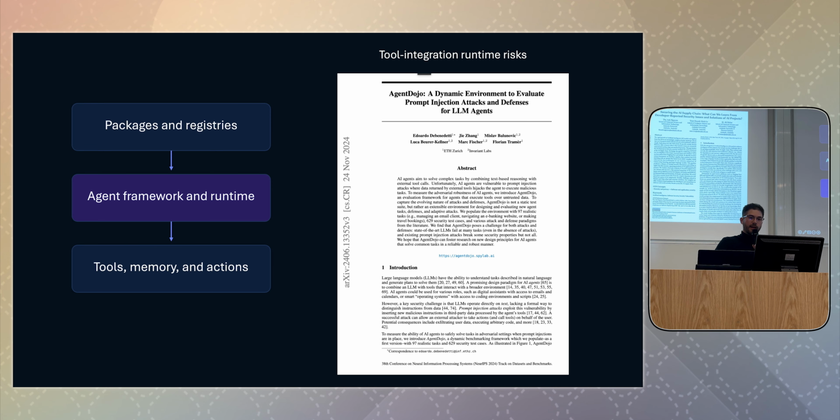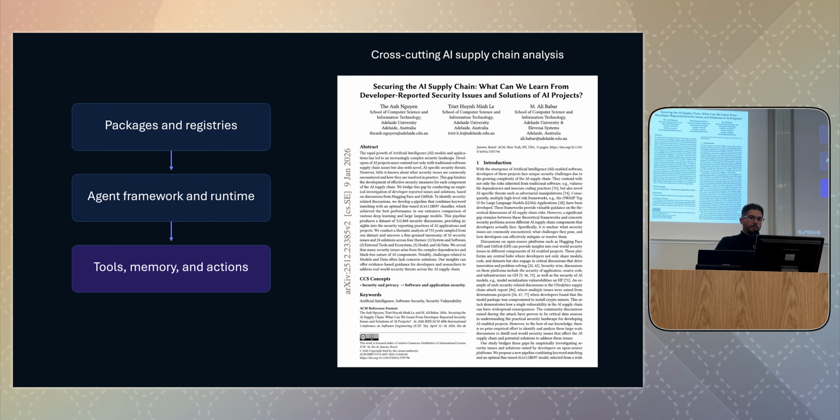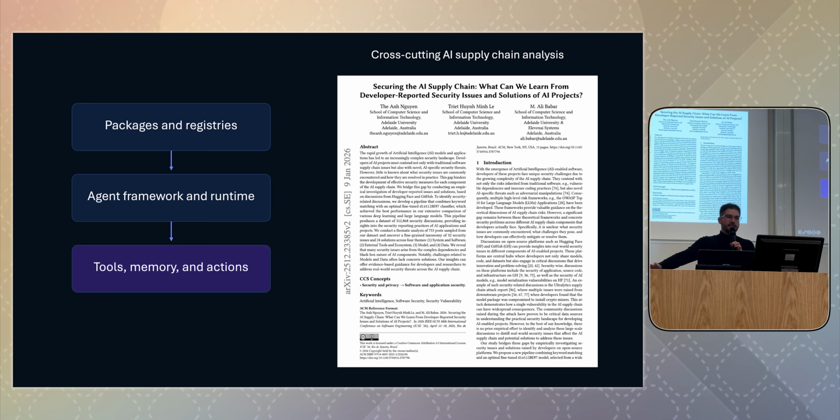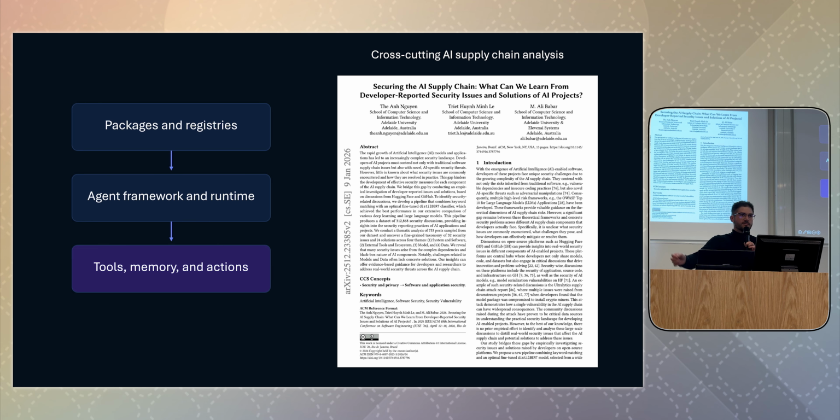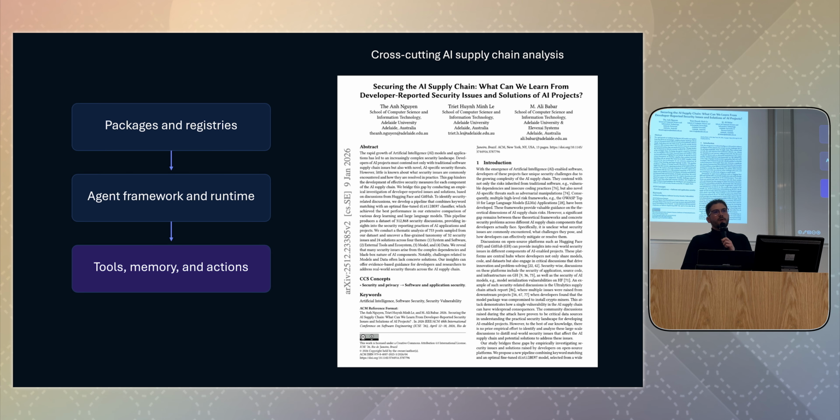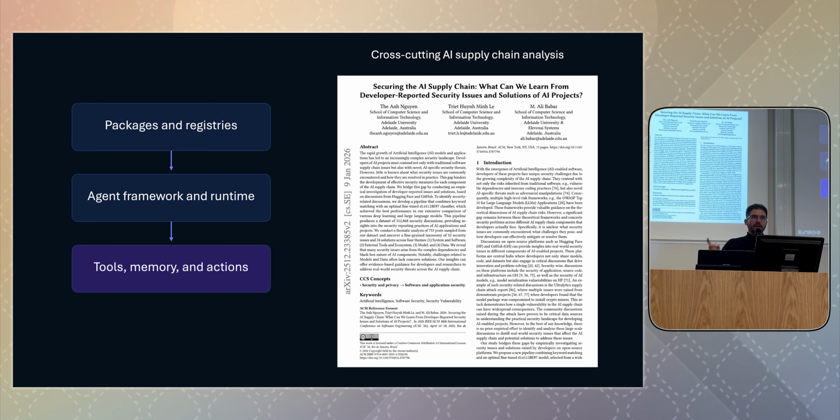So another more recent paper is about cross-cutting AI for software supply chain analysis across tool memories, the actions, like everything they do, they try to find a more holistic way. And this is a super recent paper from this month in ICSE.